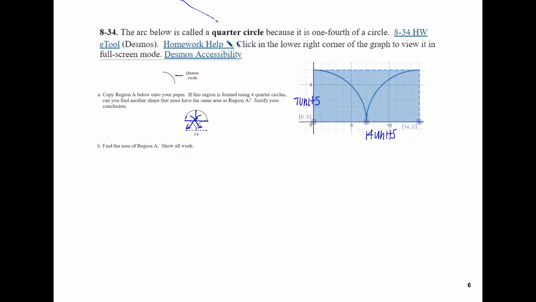It then asks us to find the area of region A. So by rearranging that into a rectangle, we can easily find the area by multiplying 14 times 7, the base times the height, and getting 98 units squared.